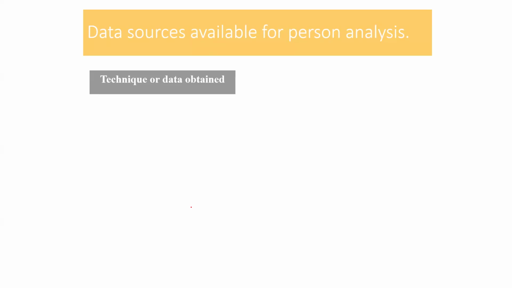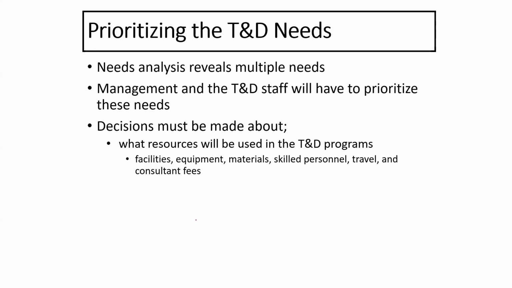Obviously, once the needs assessment is done, we have a list of needs identified. Then we need to go through all these lists of training needs, and the next step of the needs assessment is to prioritize which needs to be taken first, right? So prioritization needs to be done, and that is here in this slide, prioritizing the HRD needs, so training and development needs. Need analysis reveals multiple needs. Obviously, as I just told you, needs assessment identifies multiple or various training and HRD needs.